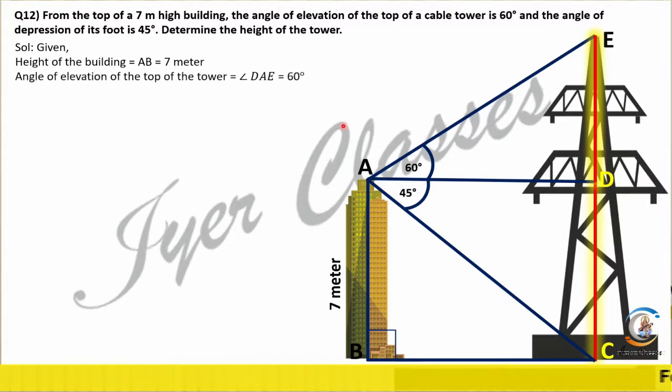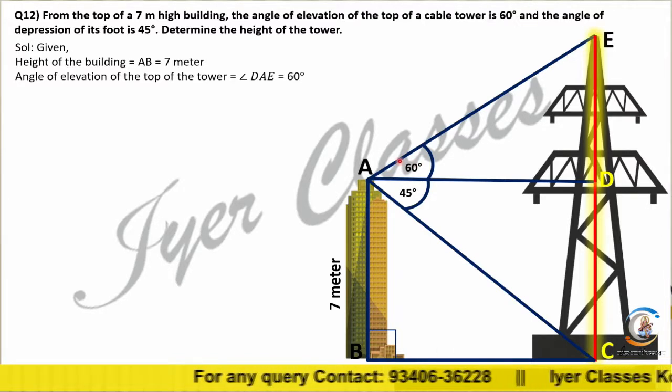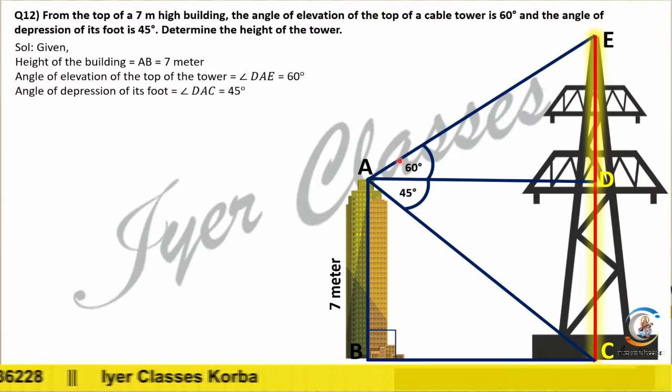Okay, angle of elevation of the top of the tower is equal to 60 degrees. This is the angle, 60 degrees. Right? You are given the angle of depression of the foot of the tower, which is angle DAC, that is equal to 45 degrees.